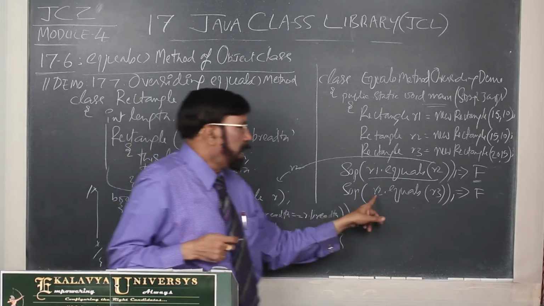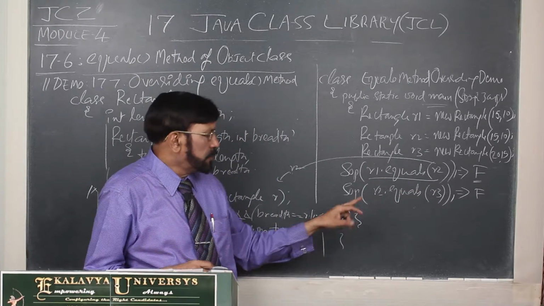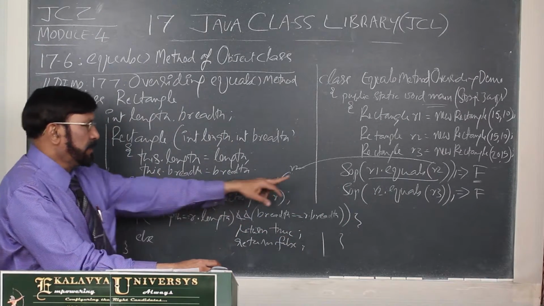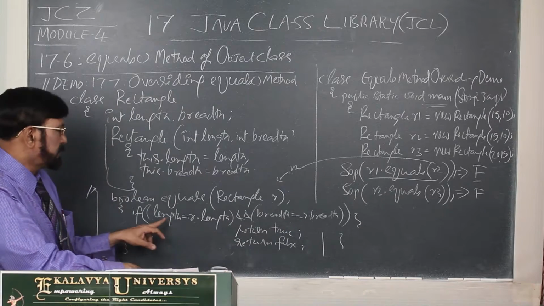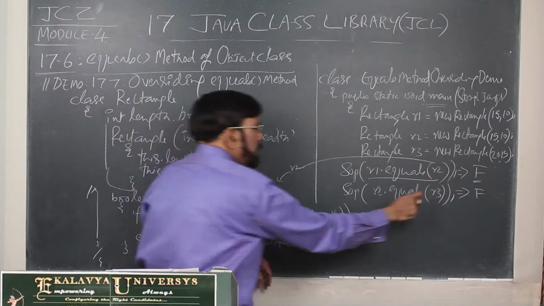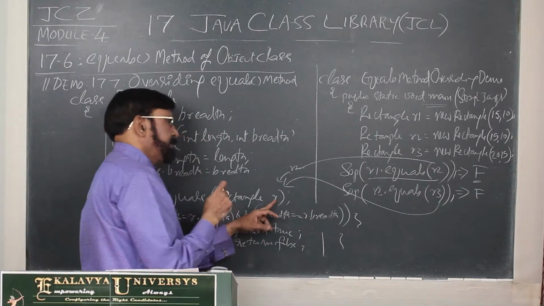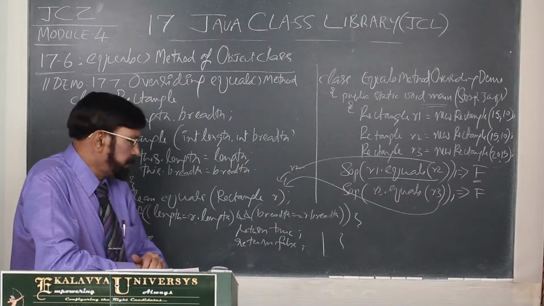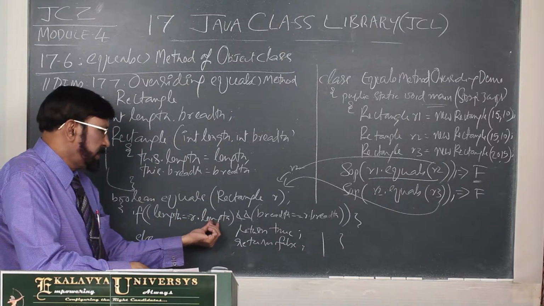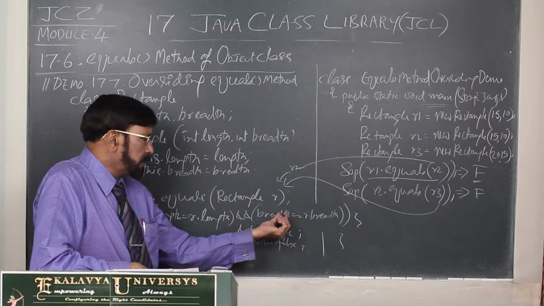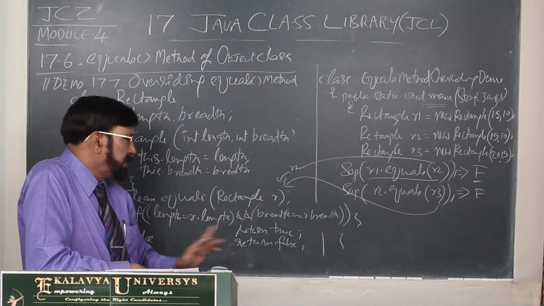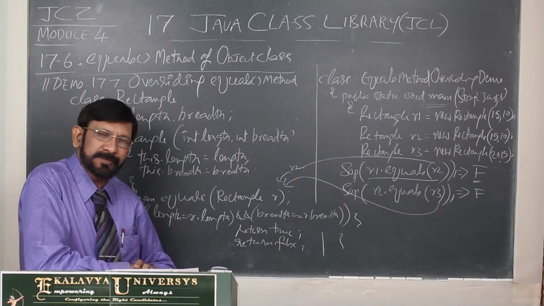Next, let us come to R2 dot equals R3. Now, who is the caller? R2. Now, R2 is present here. The caller is R2. So, what is the meaning of that? R2 dot length is equal to, now R3 is passed here, R represents R3. Then, what is the meaning of that? R2 dot length is equal to R3 dot length and R2 dot breadth is equal to R3 dot breadth. Then the return is true, otherwise it is false.